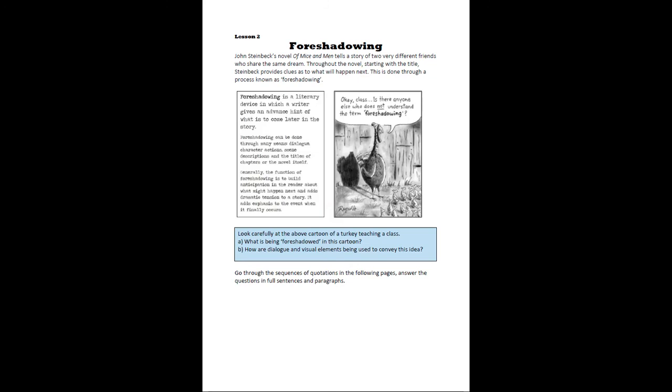Okay, so we're ready to move on now. We've just had a brief introduction to the concept of foreshadowing, and we are going to now look at 3 different sequences of extracts where we're looking at how different aspects of the novel are foreshadowed throughout. Okay, so I'm going to move on.